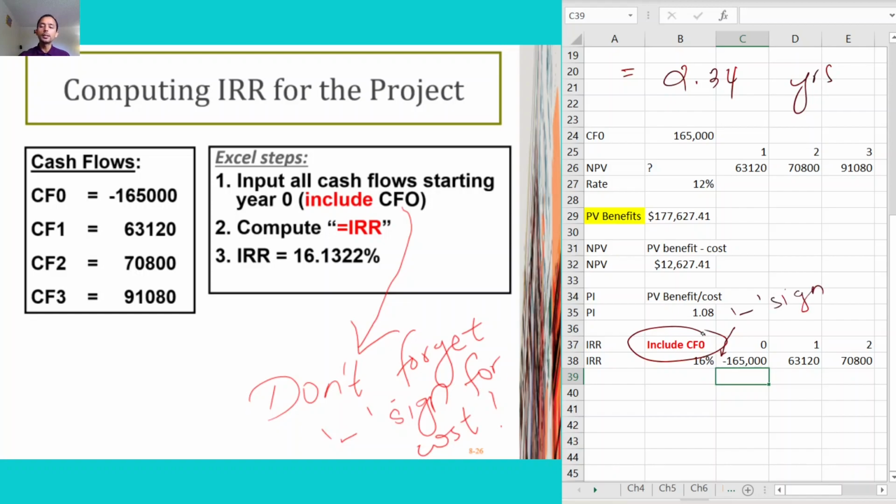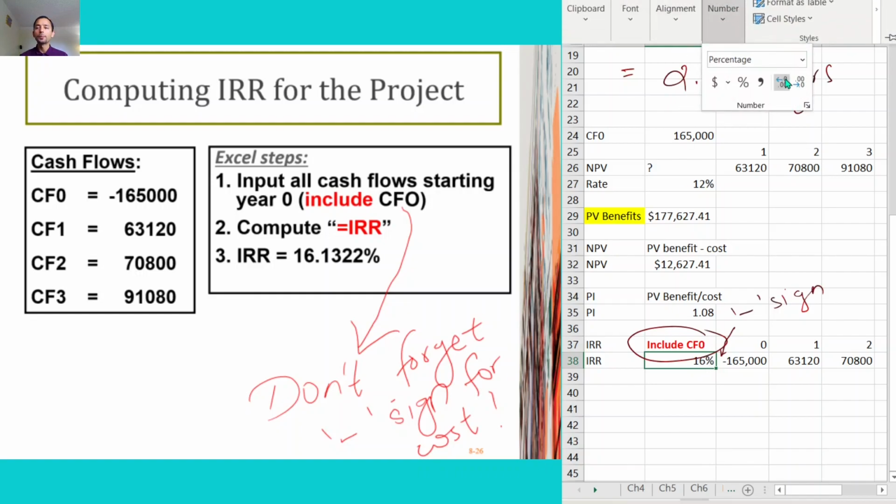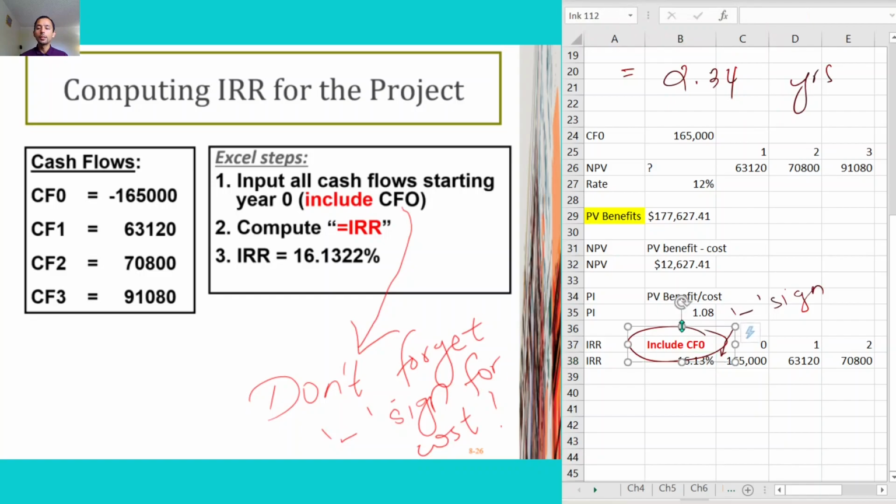IRR is a little bit different than the others. Not complicated, but different, because there is no complication here. So it says 16%. Of course, I don't trust Excel's decimal places, so I'll go to Home, number format, and increase the decimal places to 2. Now that's right. Maybe just delete this, just so we see. Okay, so 16.13%. So that is my IRR. This project internally generates a 16.13% rate of return.